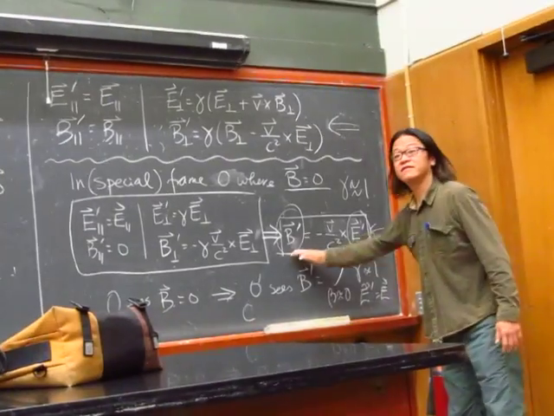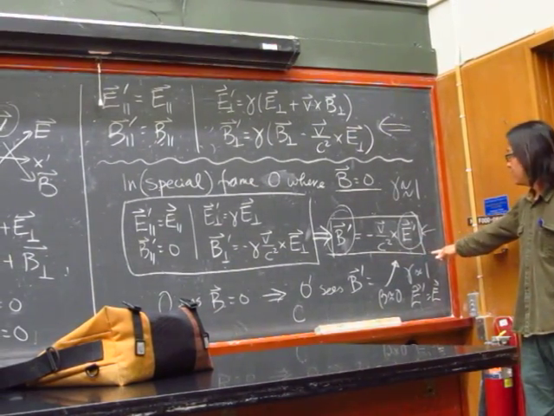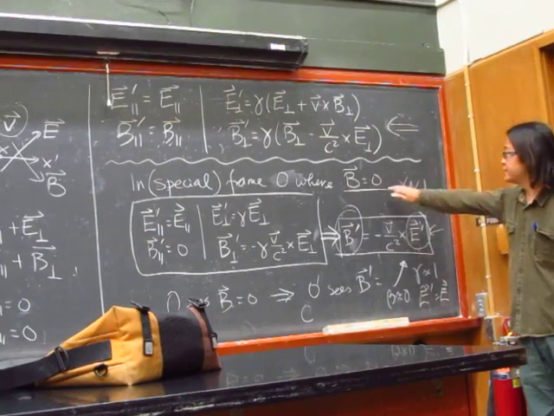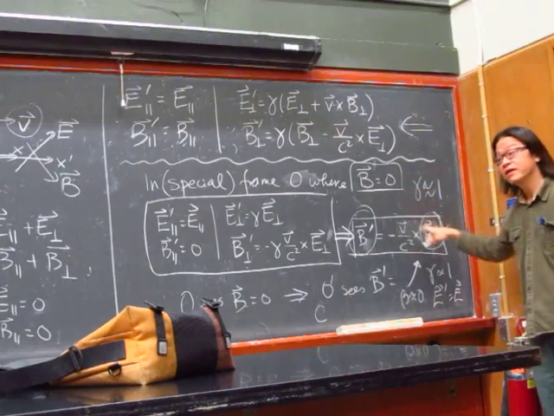And this is what he sees. Right? Okay, but the stationary frame sees 0? Yeah, in the stationary frame B is 0. If B is 0 in the stationary frame, right?